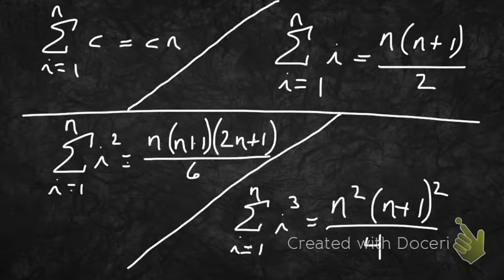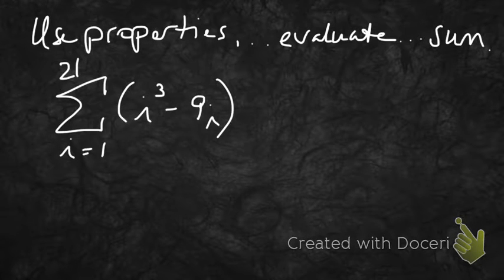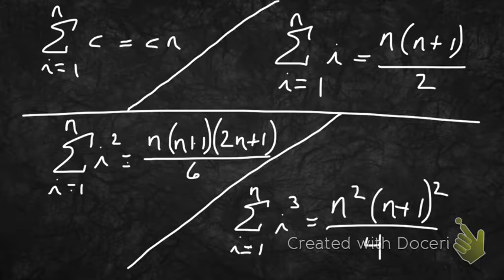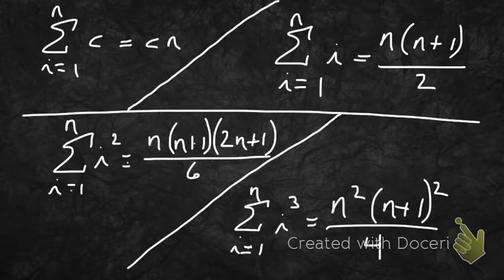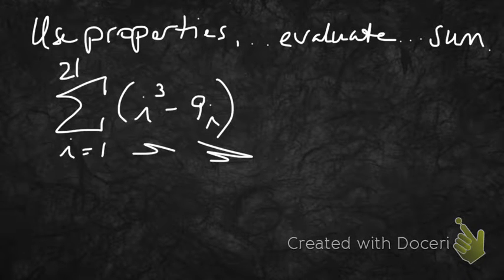All right, well, we're all set. To find this sum, we're going to need those properties. Notice that we've got an i cubed. We'll need this formula. Also notice that we've got this i, so we're going to need another formula. Okay, well, let's get started.